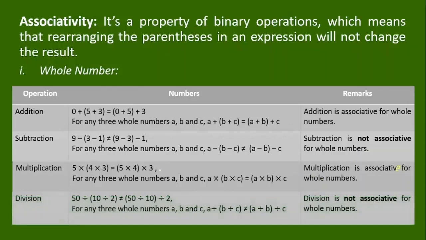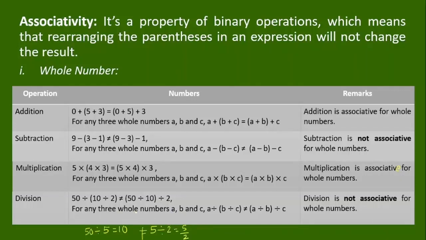Now let's see the division operation. For division, we are considering 50 divided by 10 divided by 2. Here 10 divided by 2 is inside the bracket. So 10 divided by 2 is equal to 5, and 50 divided by 5 is equal to 10. On the other side, we have 50 divided by 10 in the parentheses. So 50 divided by 10 is equal to 5, and that divided by 2 can be written as 5 by 2. Now you can see 10 is not equal to 5 upon 2.